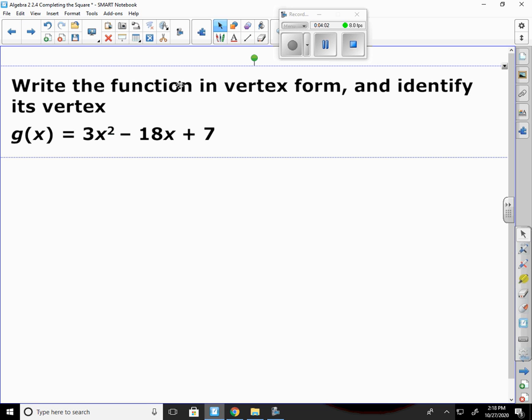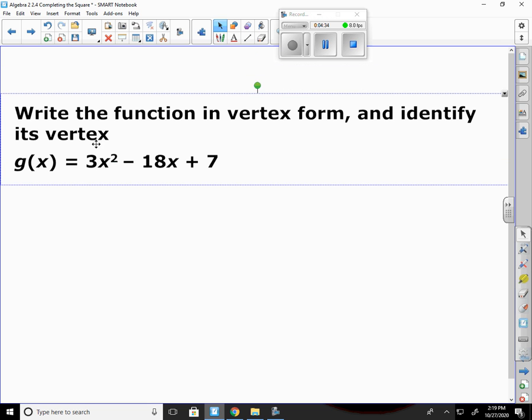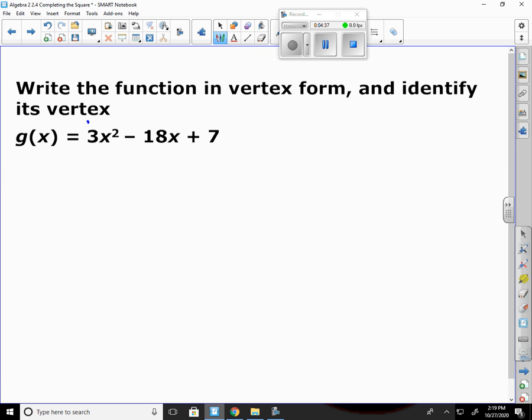Let's try another one. Before we can move on here, what's the problem? Yeah, I have a 3 in front of my x squared. So before I can actually complete the square with this, I'm going to need to factor that 3 out. I'm going to separate it out first. I'm going to pull the 3 out in front.